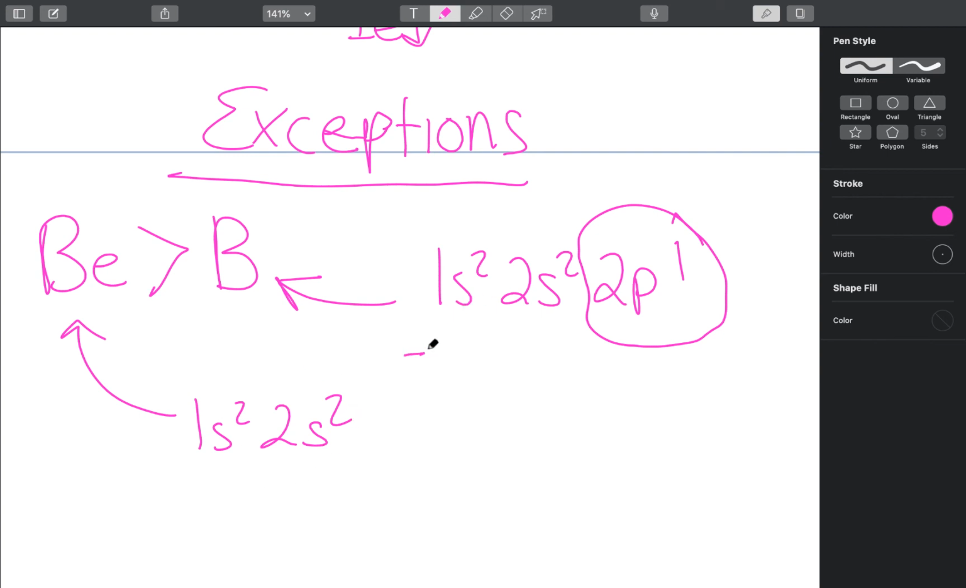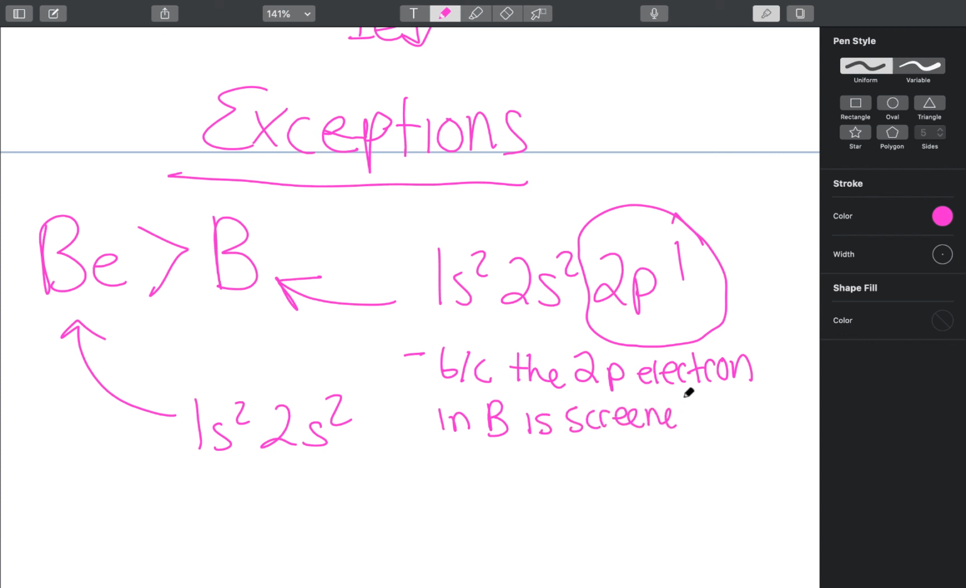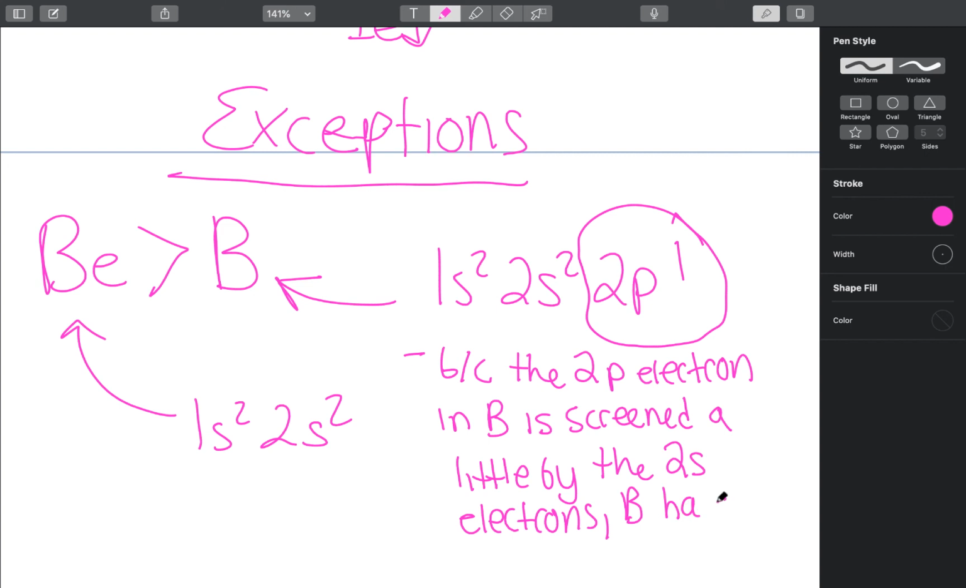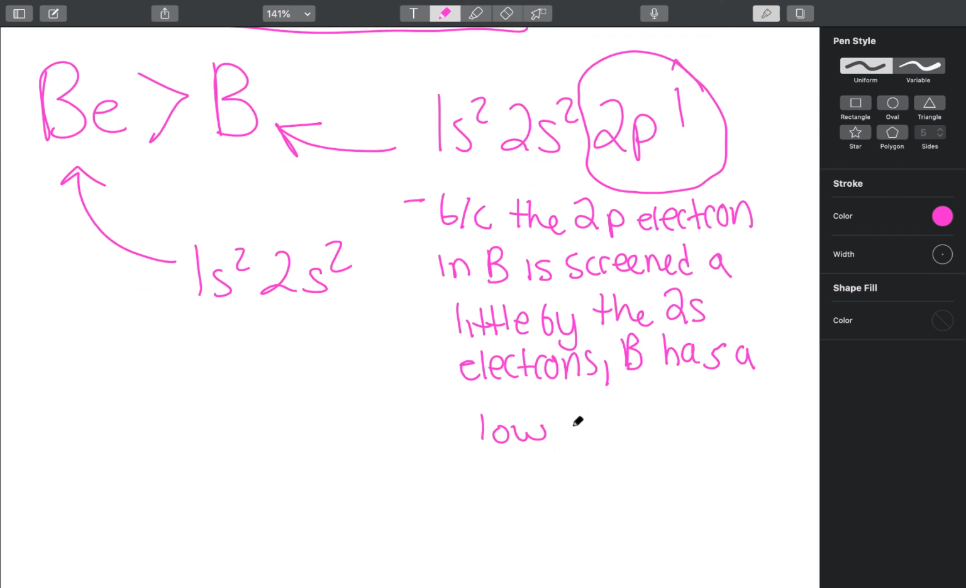So let's write that down. Because the 2p electron in boron, so this is boron, is screened a little by the 2s electrons, boron has a lower first ionization energy than beryllium.